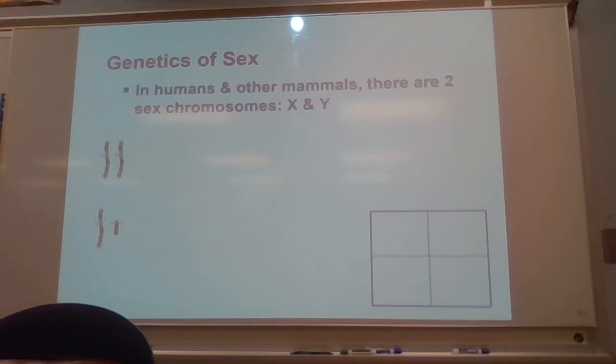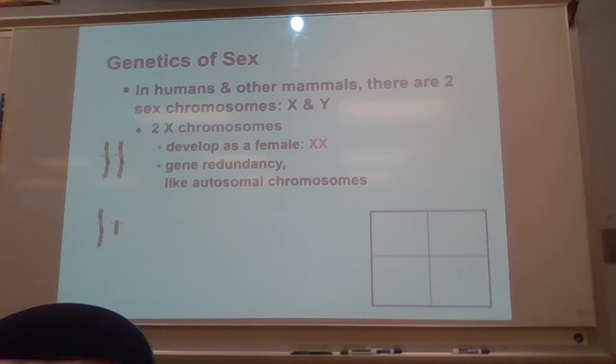So this is something we've already mentioned, so we'll go through this pretty quickly. But in humans and other mammals, there are 2 sex chromosomes, X and Y. If you have 2 X chromosomes, you develop as female. What this also means is that just like all of our other autosomes, we have gene redundancy, which means we have 2 copies, right? If one copy doesn't work and the other copy does, you're still going to show the dominant trait. You're going to show the working copy of the protein.